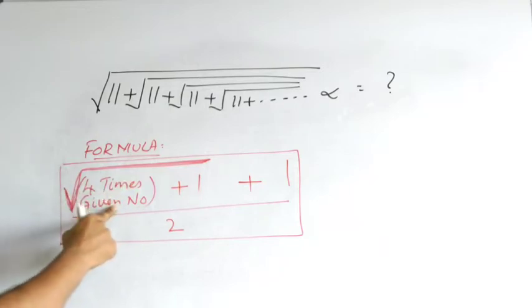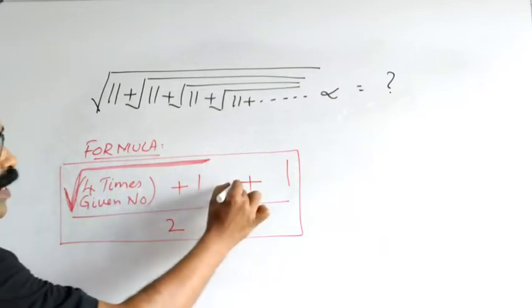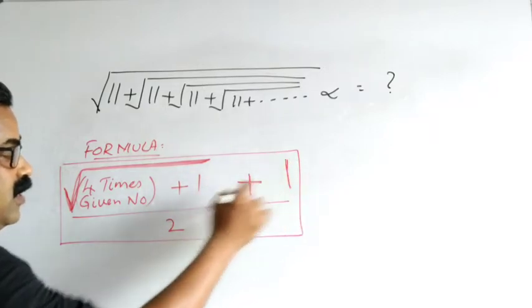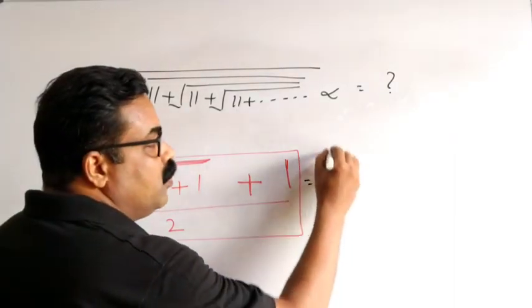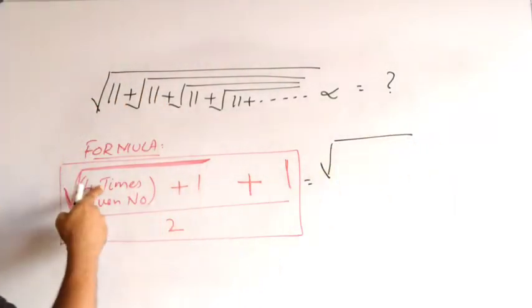4 times of the given number plus 1, then one more plus 1 outside, divided by 2. If I apply this formula here, what will be the answer? This will be equal to root of 4 times of given number.